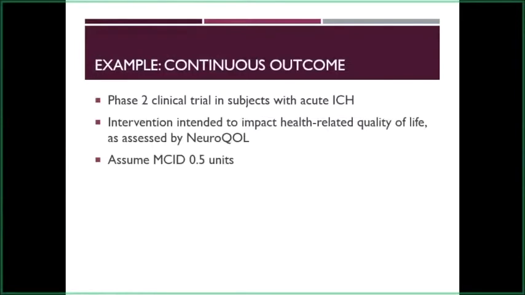Okay, so what does this mean in practice? It's fine to think about it in theory, but what does it mean in practice? Let's look at an example from a continuous outcome. I'm describing a phase 2 clinical trial in subjects with acute ICH. I'm thinking about my intervention as being intended to impact health-related quality of life. So I'm going to assess the neuroqual, and I'm assuming that my minimum clinically important difference is 1/2 of a unit on the neuroqual. The neuroqual is a continuous outcome. I'm going to analyze it with a t-test, and I want to see a difference of 1/2 a unit between the two interventions.